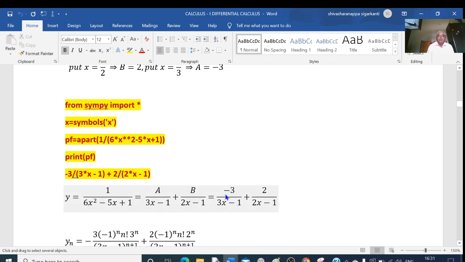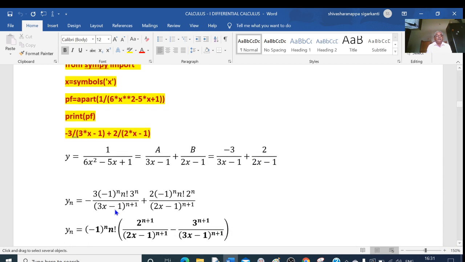So, this is in the form of 1 by ax plus b. This is also in the form of 1 by ax plus b. We have the formula to find the nth derivative of 1 by ax plus b. So, differentiating n times this equation, I will get yn is equal to minus 3 as it is. 1 by 3x minus 1, nth derivative is minus 1 to the power of n factorial 3 power of n divided by 3x minus 1 to the power of n plus 1 plus.